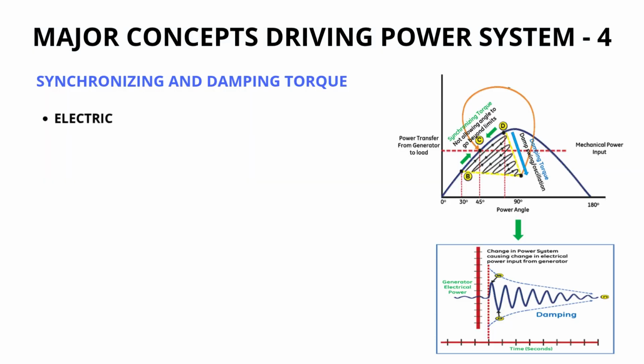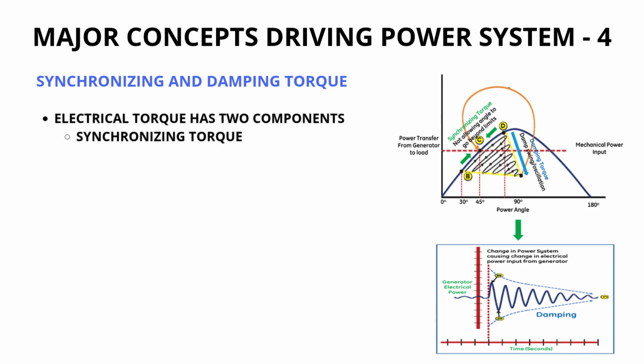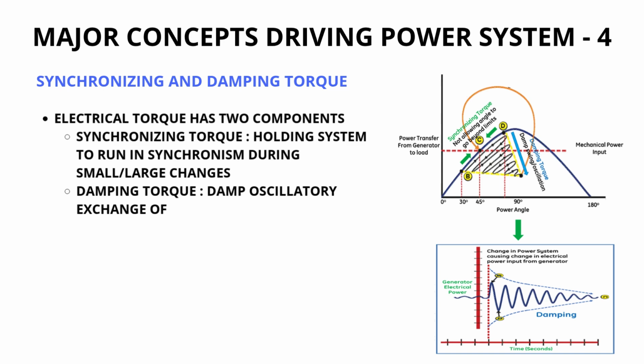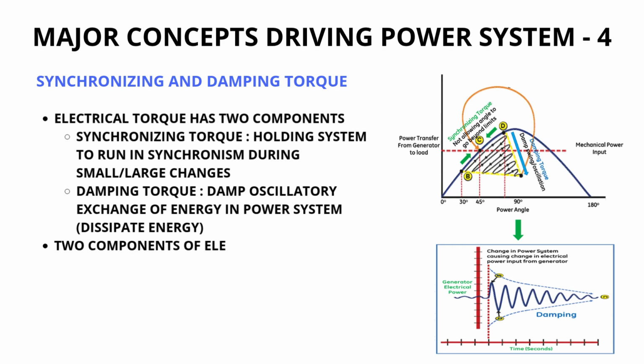Right. The final concept here is synchronizing and damping torque. Electrical torque has these two components. Tell us about those. Yeah, these are super important for how the system reacts dynamically. Synchronizing torque, first off, is the component of electrical torque that acts like a restoring force. Like a spring. Exactly like a spring. When a generator's rotor angle starts to drift away from its stable position relative to the grid, synchronizing torque tries to pull it back. It's what fundamentally keeps the machines locked in sync.